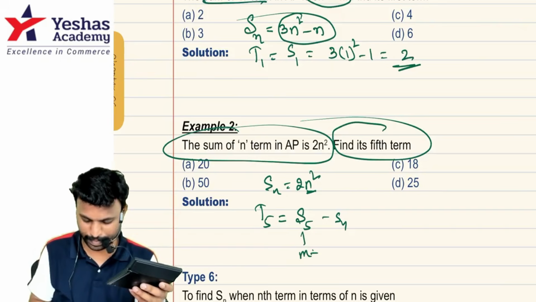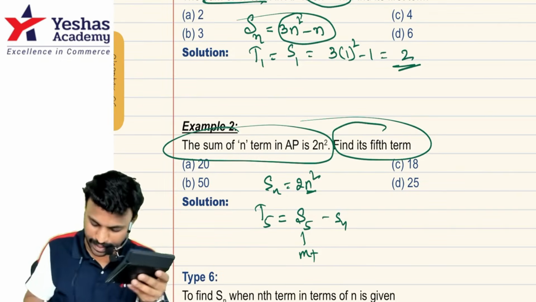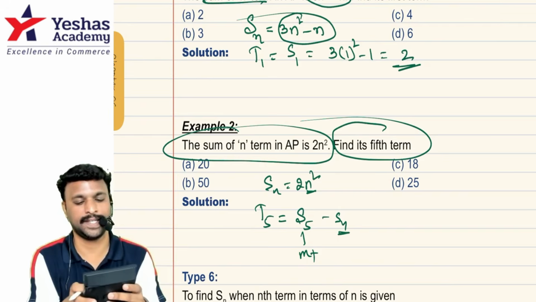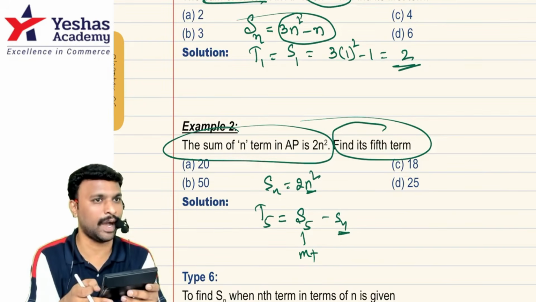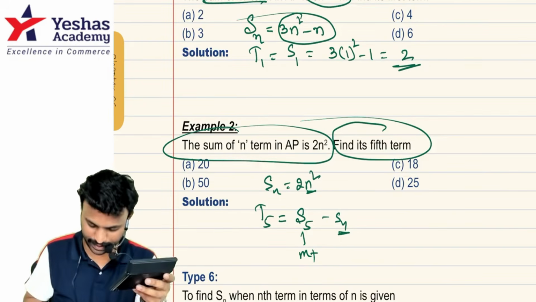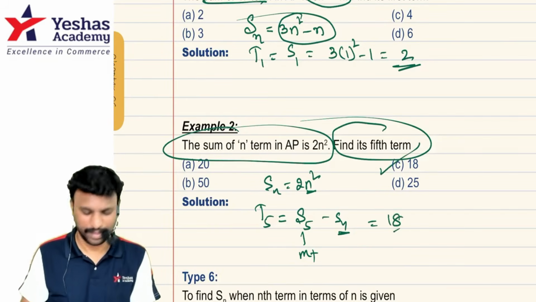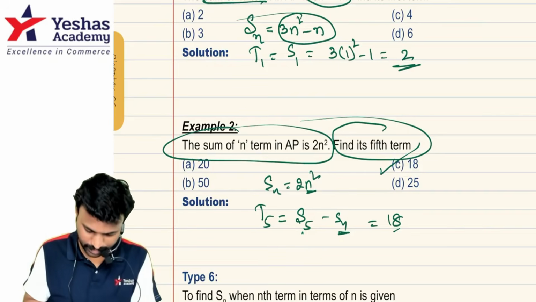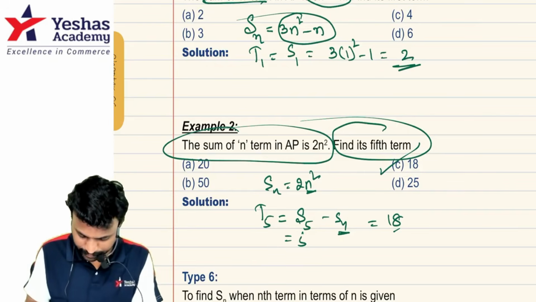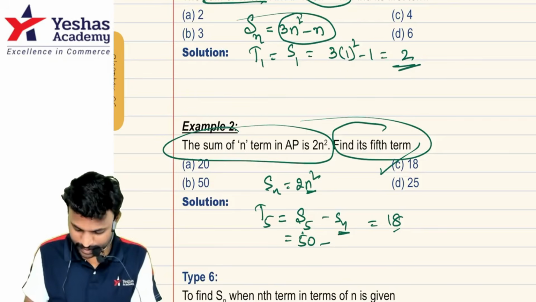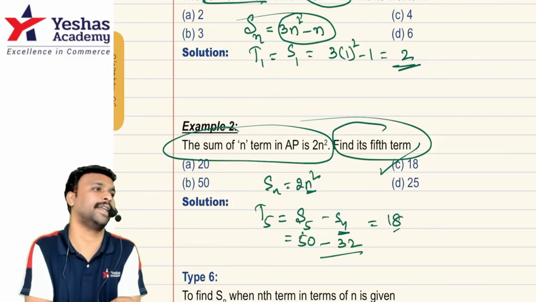Now S4, 16 into 2. Subtract it. The answer, are you getting it? Otherwise, write down. S5 is how much? 50. S4 is how much? 32. The difference is 18.